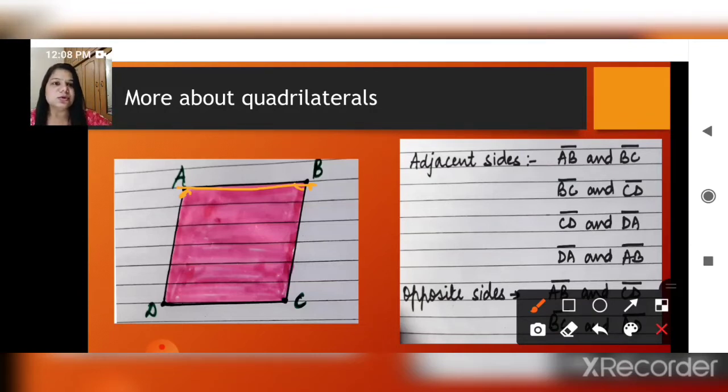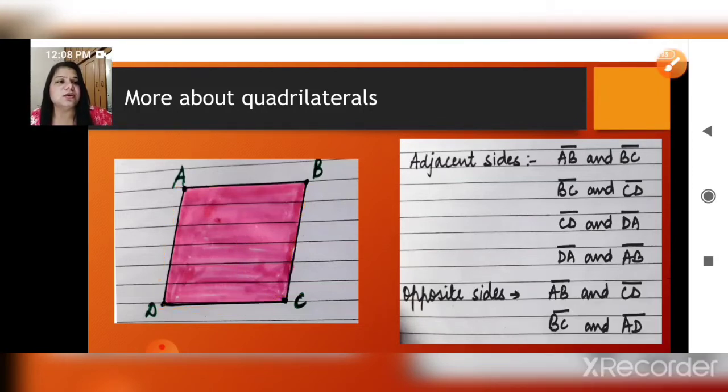Okay, if you take BC, BC has vertex B. If you take AD, AD has vertex A. So the one left is side DC. So the opposite side to AB is what? The opposite side to AB is DC or CD, one and the same thing.